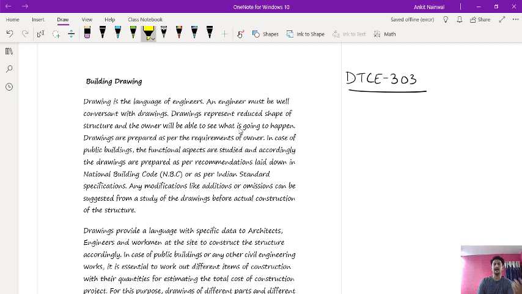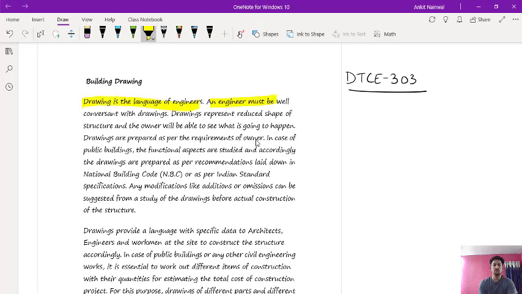The drawing is the language of an engineer. If some person wants to understand your plan in words, he may not understand, but by seeing a drawing of the structure you want to make, he may understand quickly. So drawing is a very important topic that every engineer must know. So here comes the point that drawing is the language of an engineer.